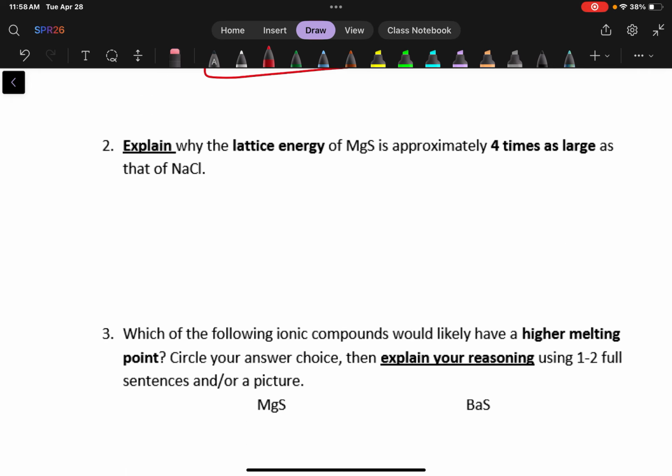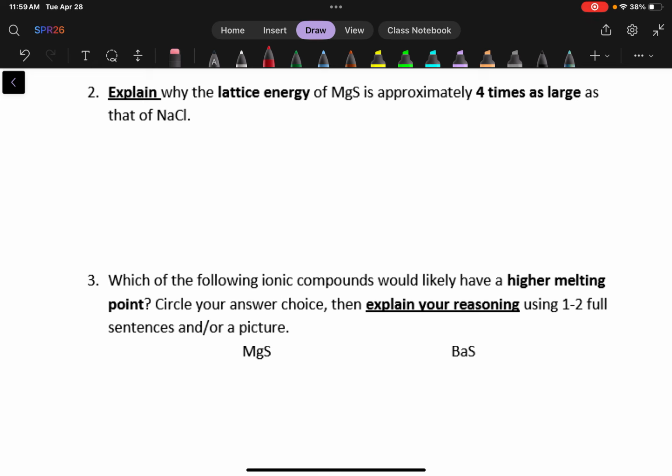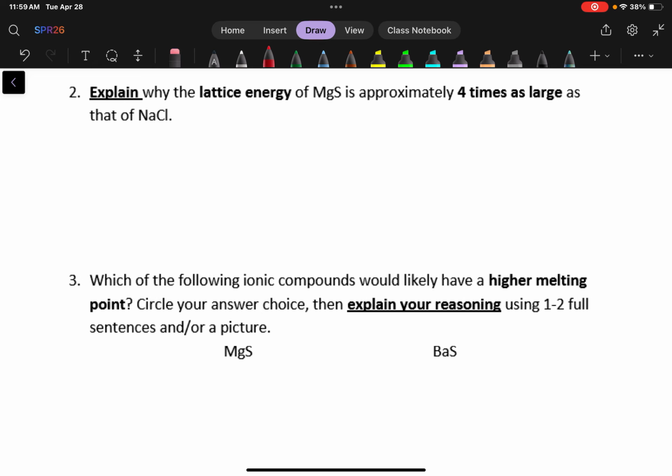All right. The second one says, explain why the lattice energy of magnesium sulfide is approximately 4 times as large as that of NaCl. So let's go ahead and define lattice energy again.